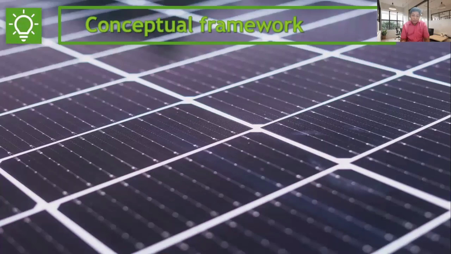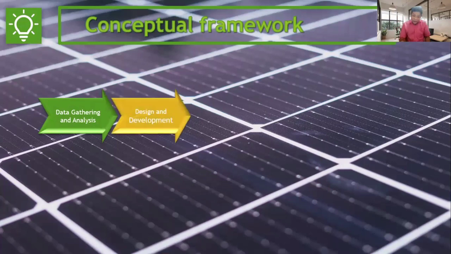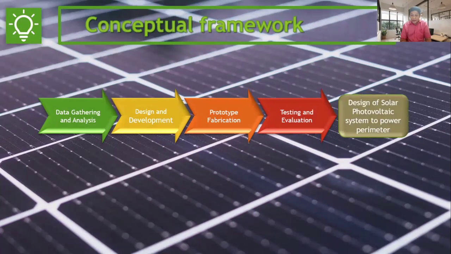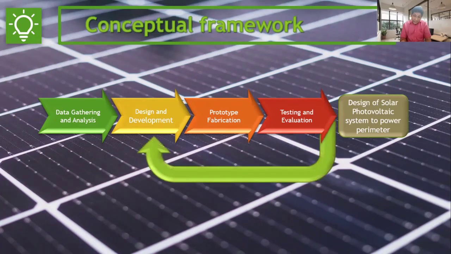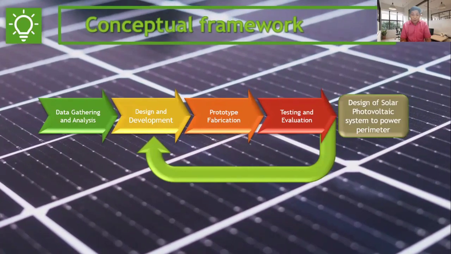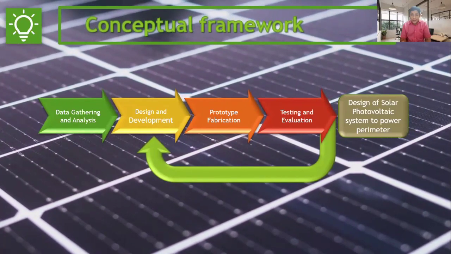For the conceptual framework, after gathering the data and the information we need, we analyze it. Then next is to design and develop as per the data gathered. Next is to build our prototype. Then testing and evaluation. After that, we get our output, which is the design of a solar photovoltaic system to power perimeter lights. Just in case we don't get acceptable outputs, we need to go back to design and development and repeat the process.